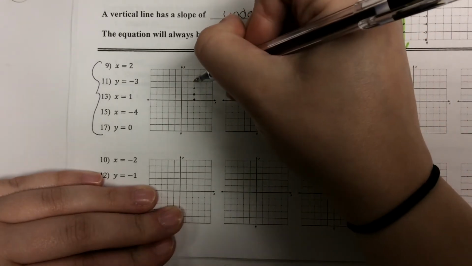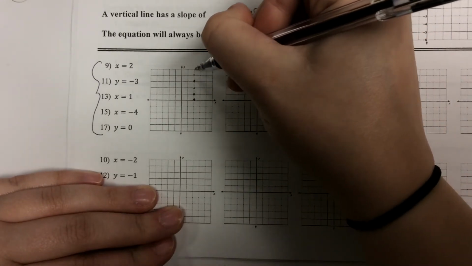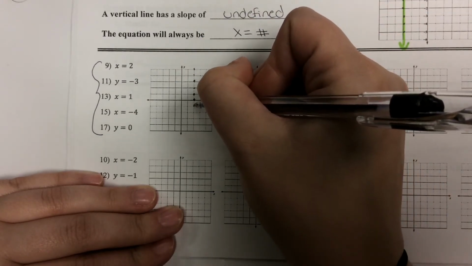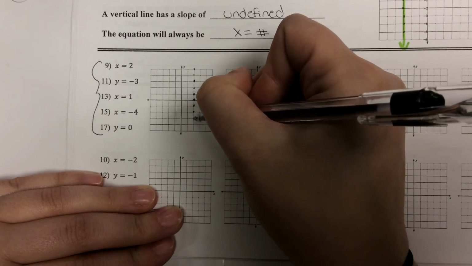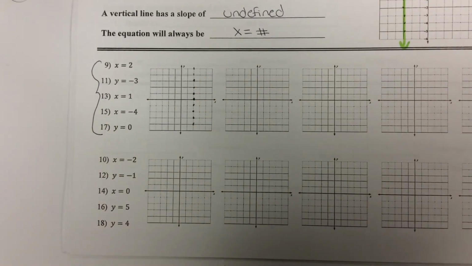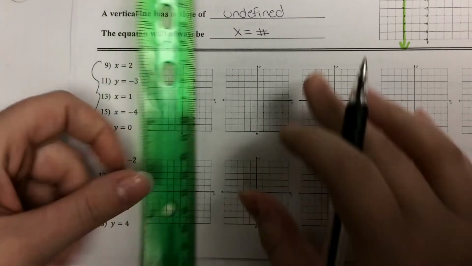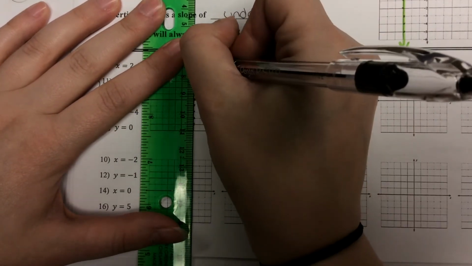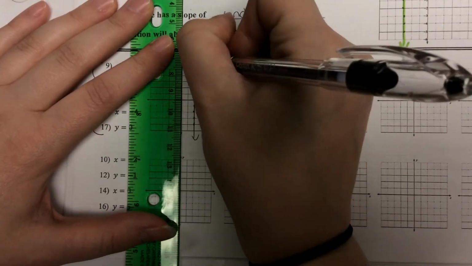Oops, I should move my hand so you can see. (2, 4), (2, 5), going down. (2, -1), (2, -2), (2, -3), (2, -4). And before long, you start to notice that all of these points are making a vertical line. So you just need to take your straight edge, your ruler, whatever you have, and go ahead and connect those dots and draw your line.